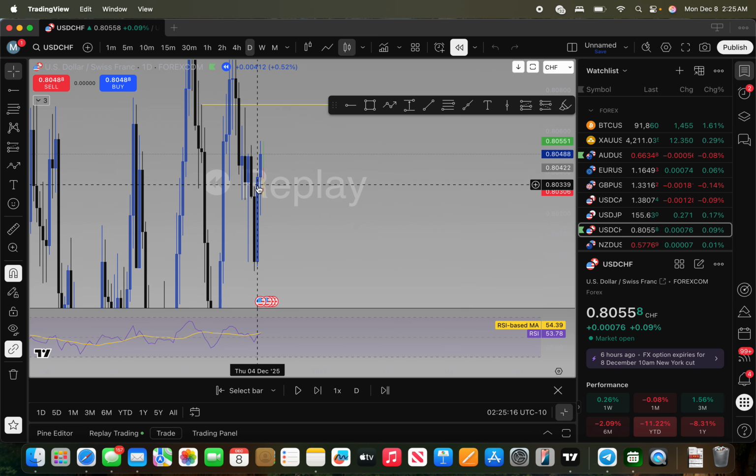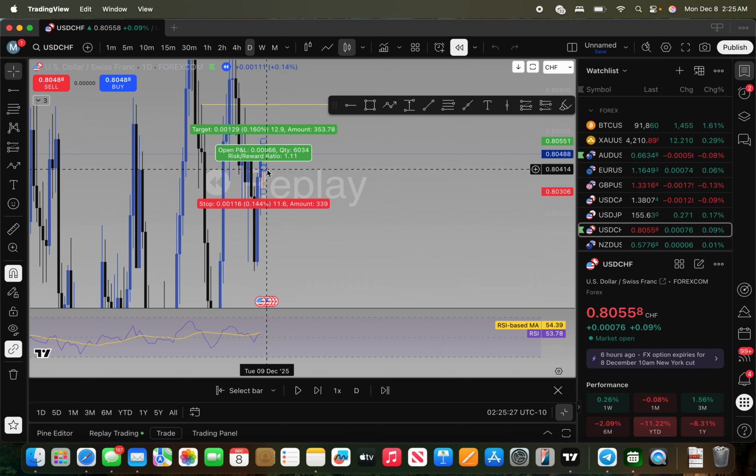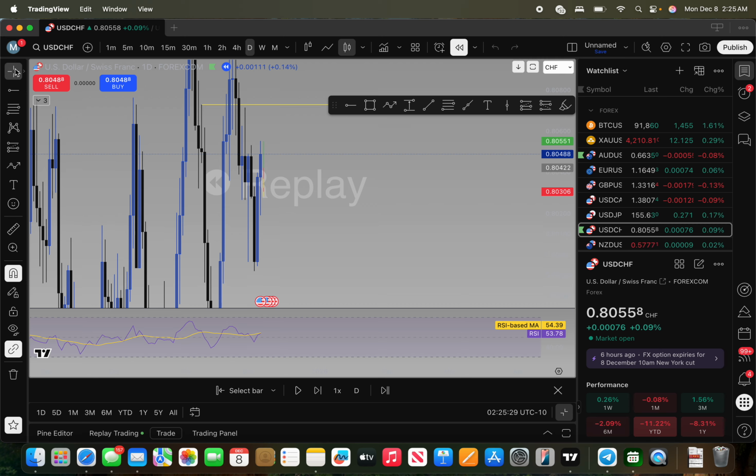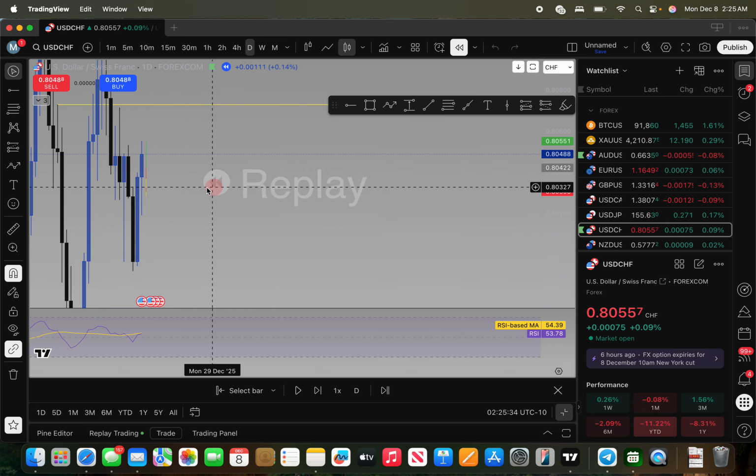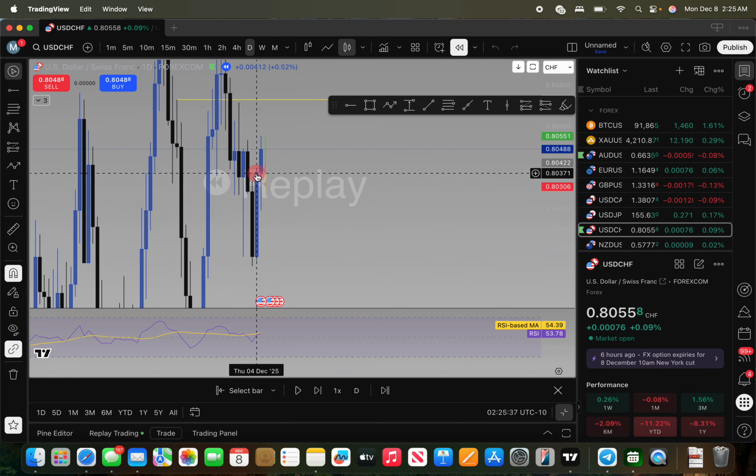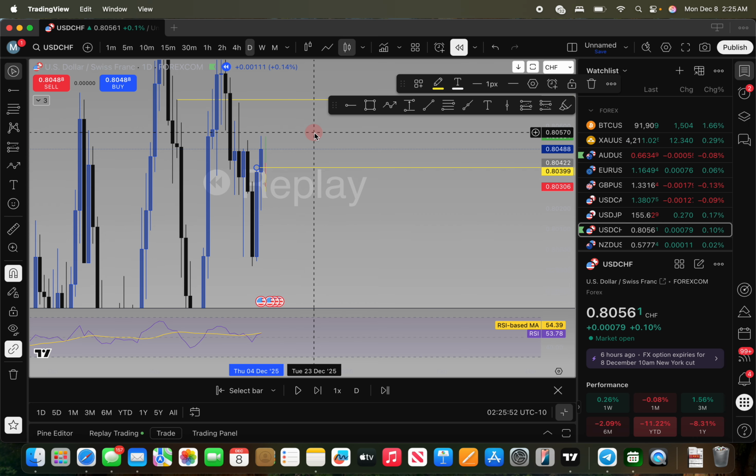So this was the previous candle, right? And this candle closed above this previous low right over here, this candle, and created another high. So we mark up this key level right over here, right?